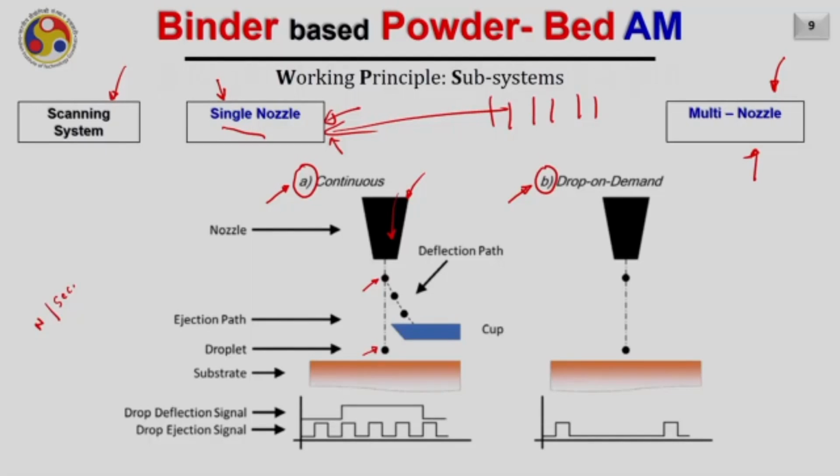Now to do that, there is a cup here which is used to collect some unwanted drops. Drops from the nozzles are coming continuously, but the nozzle has reached a location where you don't want to deposit the material or the binder. In that case, I have to stop the nozzle, but the nozzle will not stop because it is continuously providing or injecting the material. So I have to get these droplets deflected away from the powder bed in such a way that the required region will not receive any droplet of the ink.